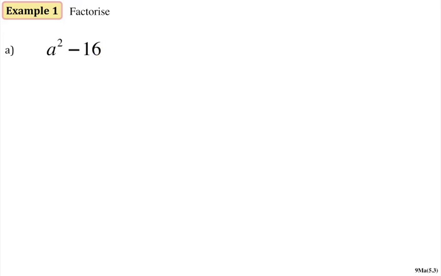Each bracket begins with the letter A. Each bracket ends with the number 4, because 4 times 4 is 16, and one bracket gets a plus and one bracket gets a minus. Let's try it again.